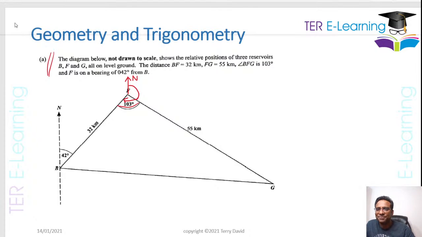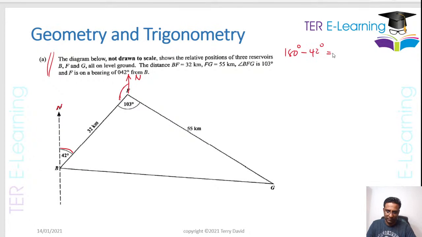Now, how do we do that? First thing, let's draw back our north line. This is my north line here. Now you have another north line across here. If this is 42 degrees, I know exactly what this angle is. That angle is 180 degrees minus 42 degrees, and that's going to give me 138 degrees. So this angle here is 138 degrees.